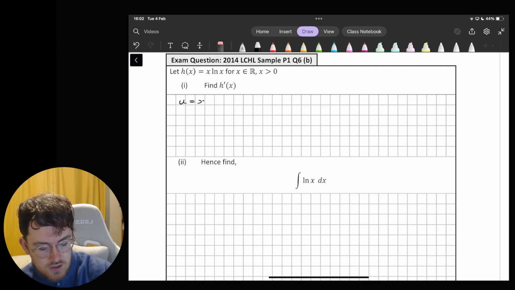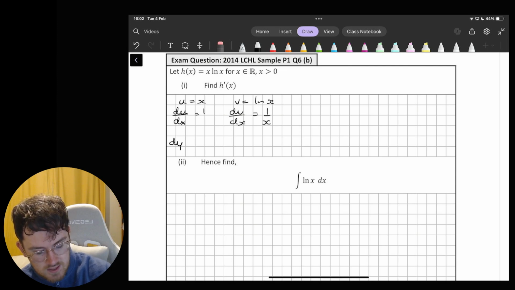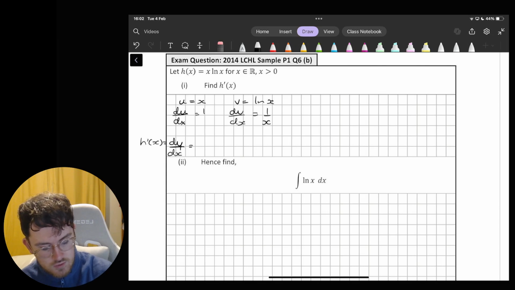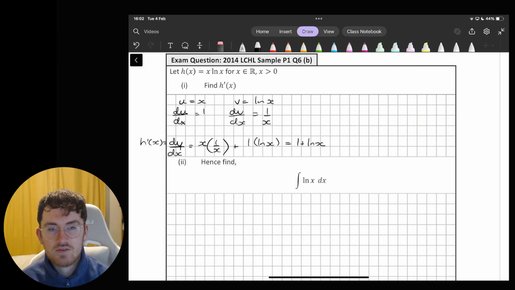Again, it's a product. So x is u, and then du dx is 1. V is ln of x. And the derivative of ln of x from our derivative rules is 1 over x. So my derivative here, dy dx, or indeed h dash x, I suppose, for this question, is u dv dx, so x times 1 over x plus v du dx, 1 times ln of x. So 1 plus ln of x is my derivative here.